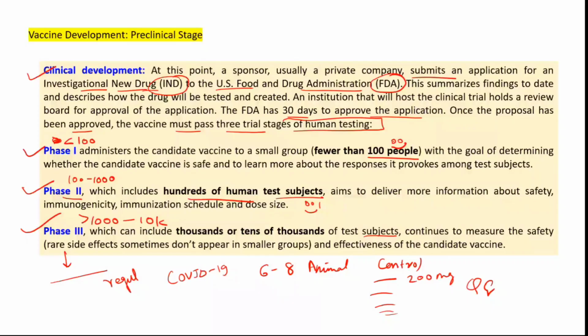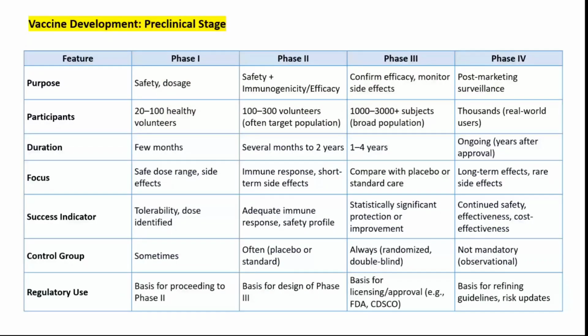So now this has been summarized: phase 1, phase 2, phase 3, and phase 4 is what? Post marketing surveillance. So don't be confused. Mainly there are phase 1, phase 2, phase 3, and after that the post marketing surveillance, which looks at the impacts after people use it for a longer time. The chronic effect of that particular vaccine is considered in phase 4. So what are the participants?